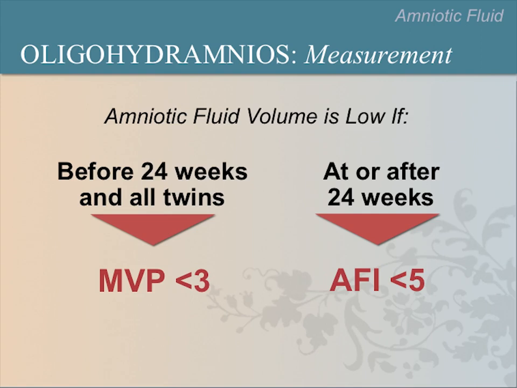There are two ways to measure oligohydramnios. Use only one of these methods and not both. Before 24 weeks of gestation, measure the maximum vertical pocket. You should also use this method if there are twins. At 24 weeks and later, measure the amniotic fluid index. An MVP less than 3 centimeters or an AFI less than 5 centimeters indicates oligohydramnios. Here are more examples of oligohydramnios. Notice how these fetuses are harder to see here because there is no surrounding fluid.